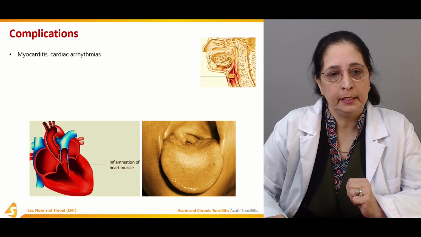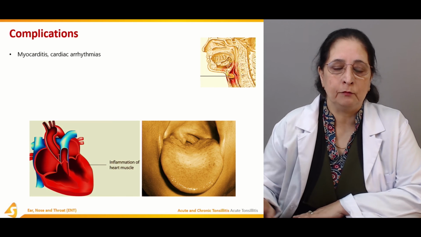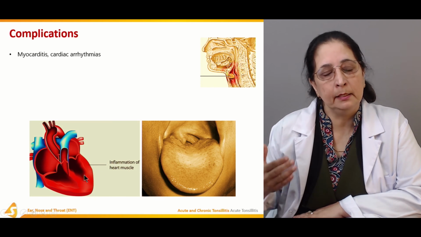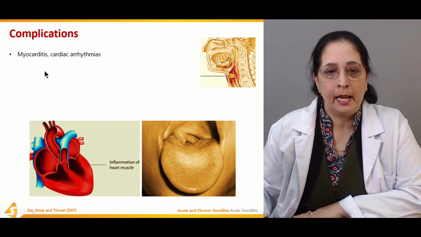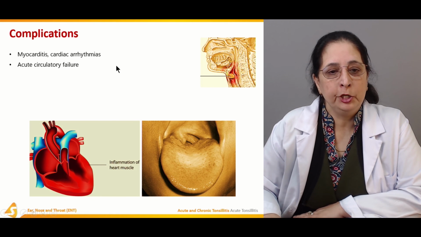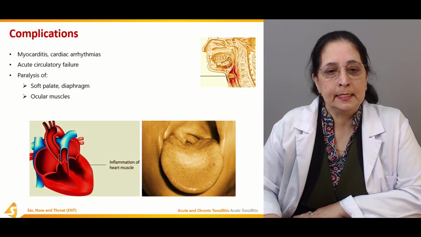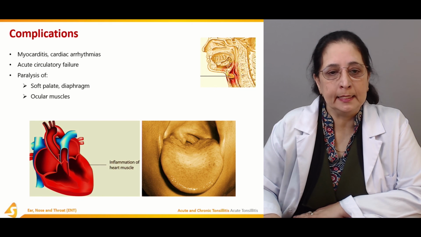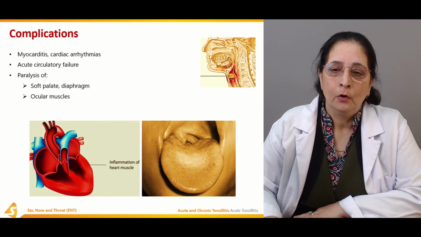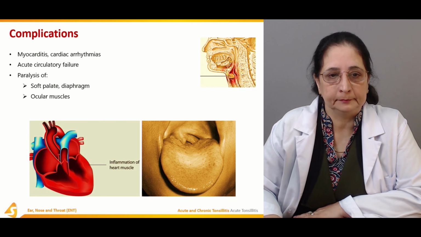Complications are myocarditis. It involves the muscles of the heart. Myocardium is the muscle layer of the heart. It can cause cardiac arrhythmias, acute circulatory failure, and paralysis of soft palate, diaphragm, and ocular muscle can also occur with faucial diphtheria.